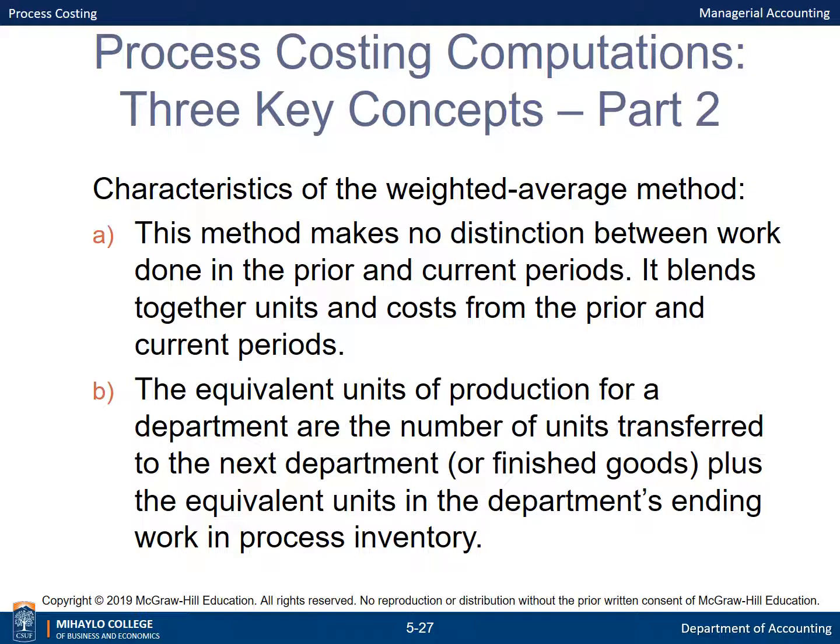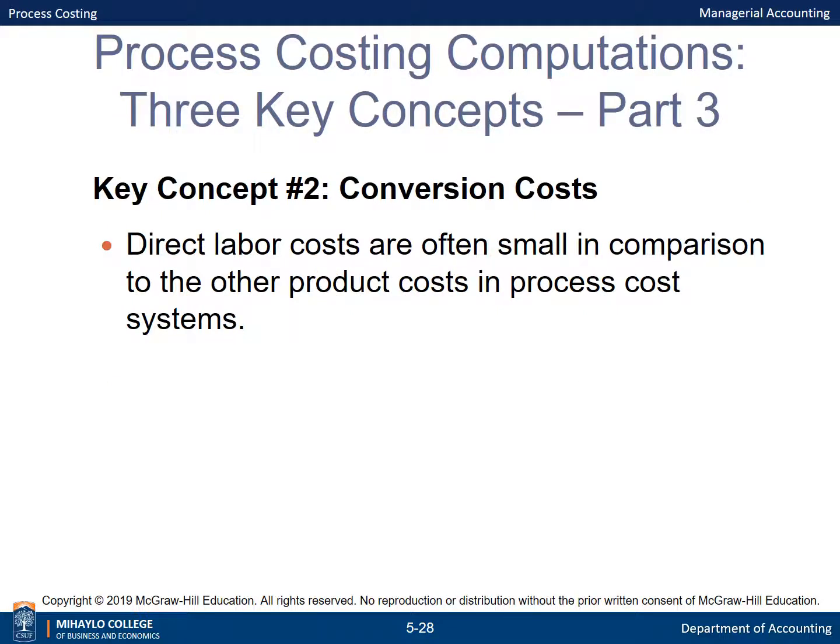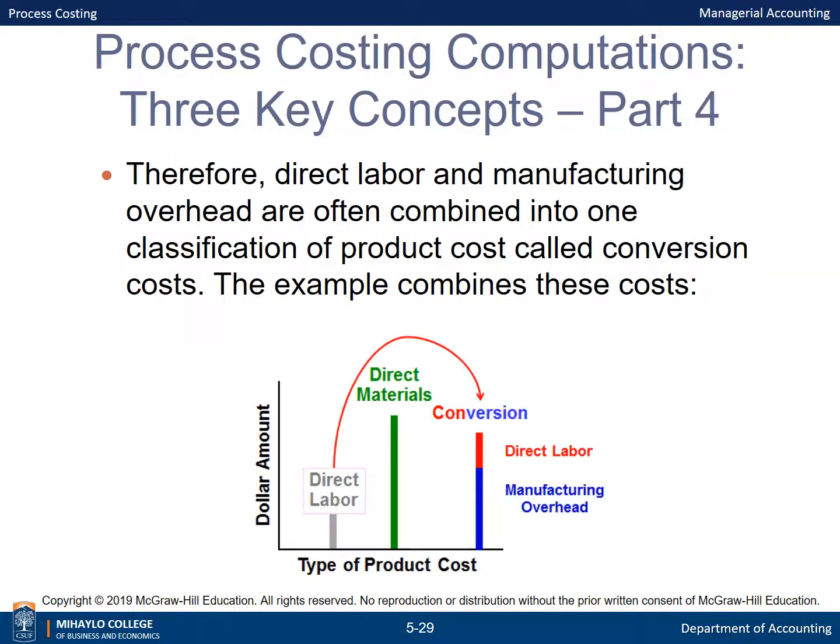The equivalent units of production for a department are the number of units transferred to the next department, or finished goods, plus the equivalent units in the department's ending work-in-process inventory. Key concept number 2 is conversion costs. Direct labor costs are often small in comparison to the other product costs in process cost systems. Direct labor and manufacturing overhead are often combined into one classification of product cost called conversion costs.